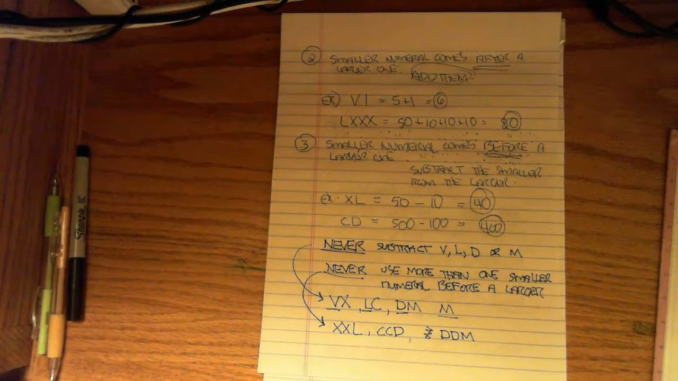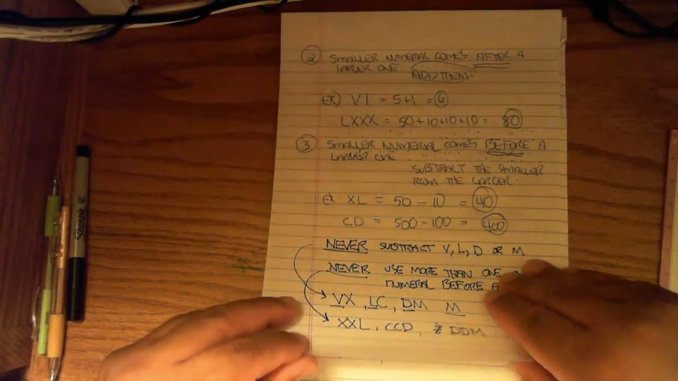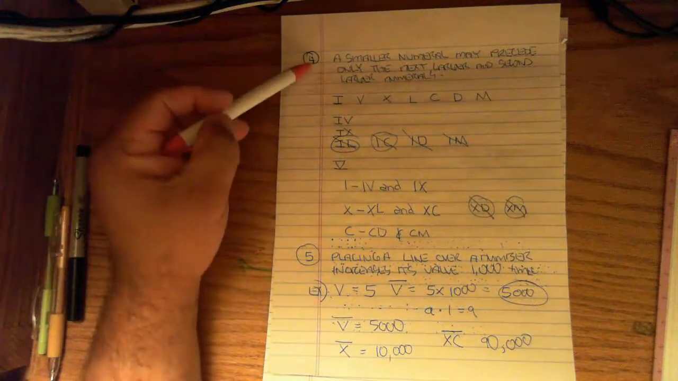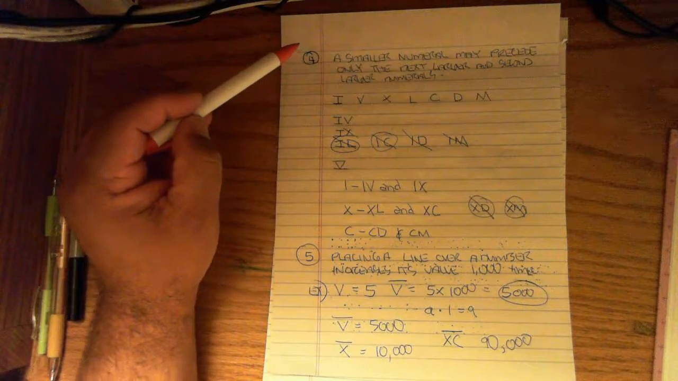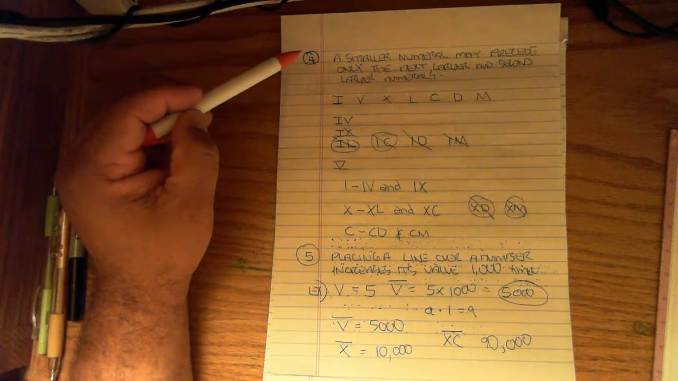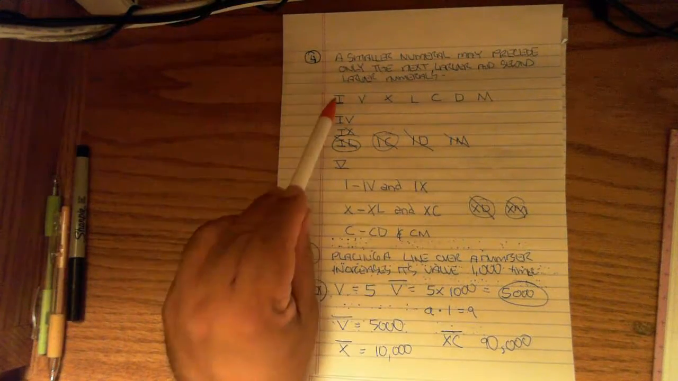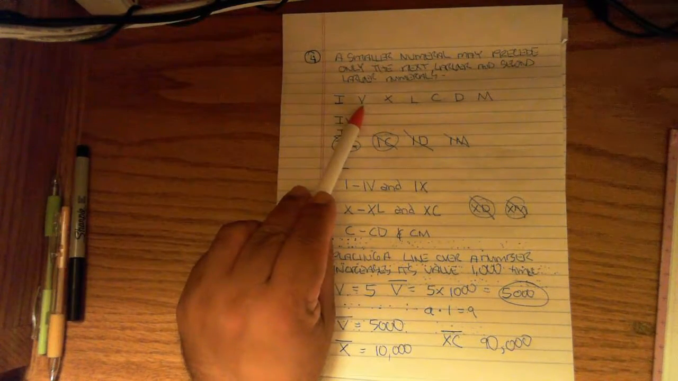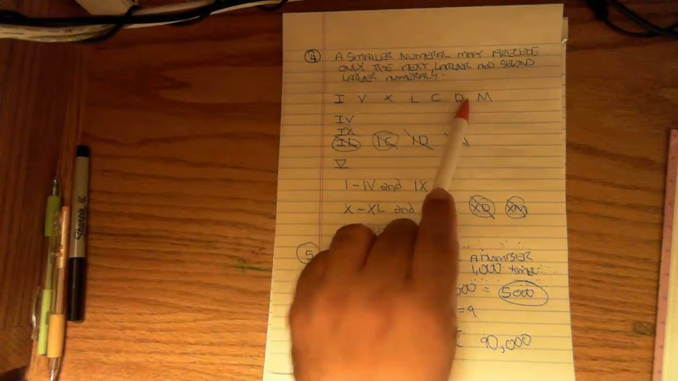Okay. So we never use more than one smaller numeral before a larger one. So we never do this. That's a no-no. Rule number 4, a smaller numeral may precede only the next larger or second larger numerals. So this is permissible and this is permissible because with an I, this is the next largest or the second largest. But we don't do IL, IC, ID, or IM.